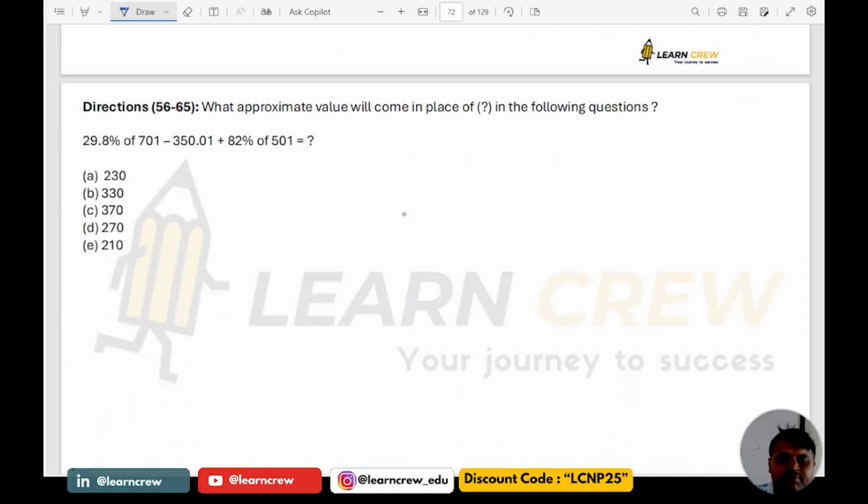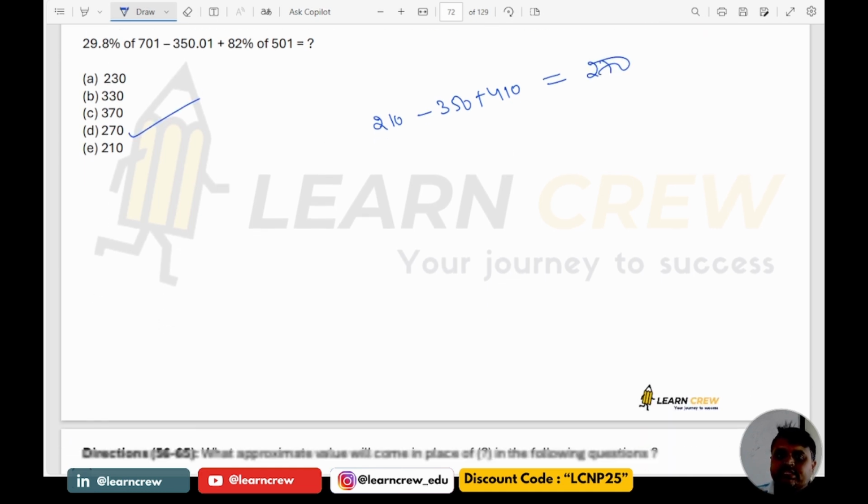Next, 30% of 701, 30% of 700 is 210, minus 350. 82% of 500 is 410. So 210 plus 410 is 620, and 620 minus 350 is 270. So the answer is 270.